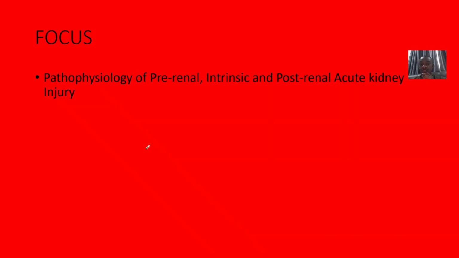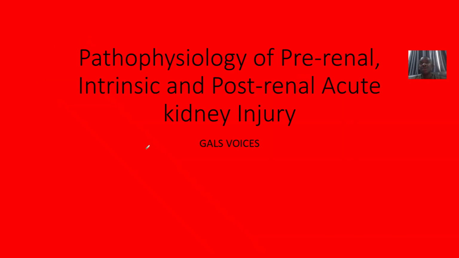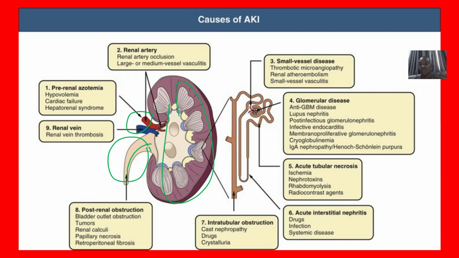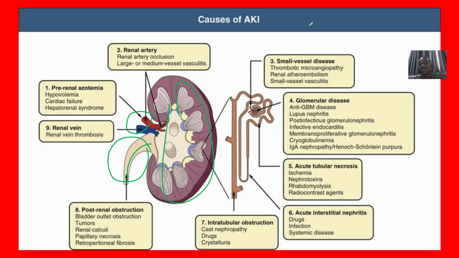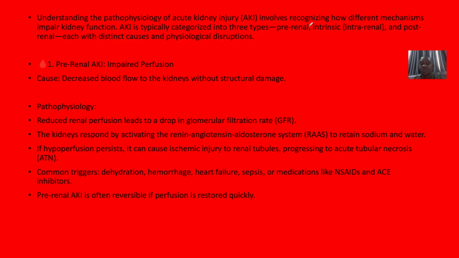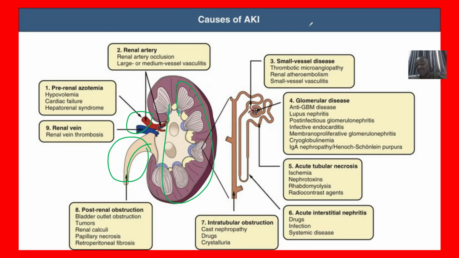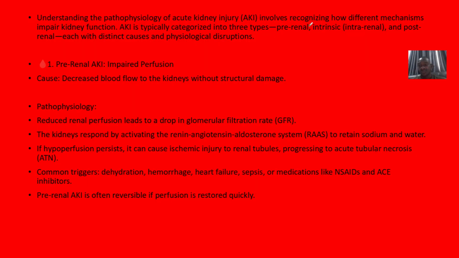You understand? So for acute kidney injury, it could happen at these different regions, and it forms a basis of classifying the disease condition. So let's look at the pathophysiology of each one of them. Understanding the pathophysiology of acute kidney injury involves trying to identify how the disease condition came about. So you are looking at the different classifications of acute kidney injury, and you are looking at the possible things that could cause an acute kidney injury at that region.